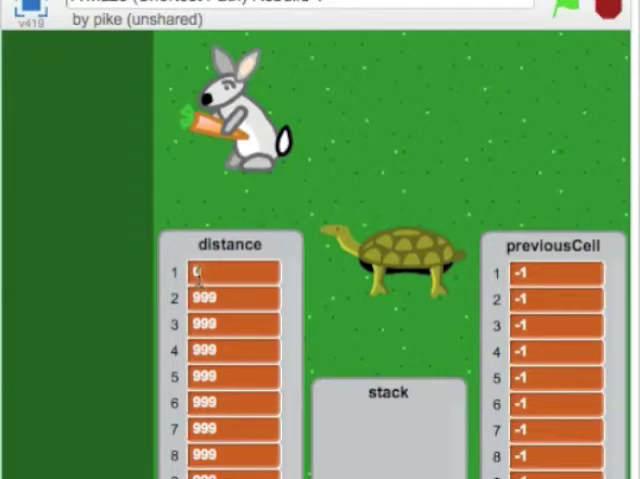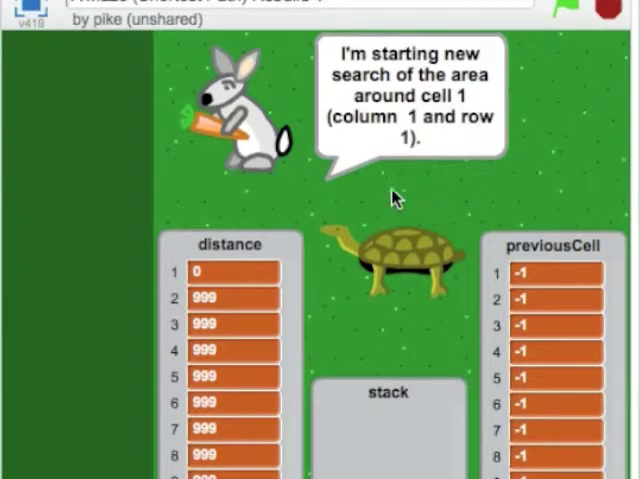The position of the rabbit in cell 1 is marked with a 0. There are 8 other cells named 2 through 9. They are here: 2, 3, 4, 5, 6, 7, 8, and 9. Some of them are underneath these tables or lists. All of those other cells are marked with the number 999. Dijkstra's algorithm knows that the turtle is in cell 5, but it doesn't mark the table at this time. The previous cell list is set up with -1 in all cells, and the stack is empty.